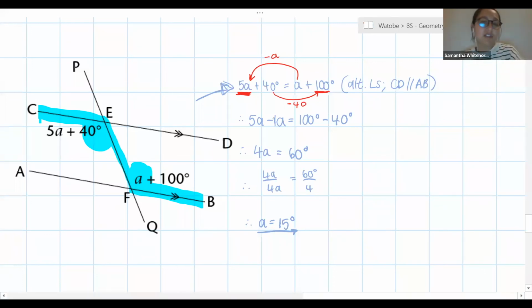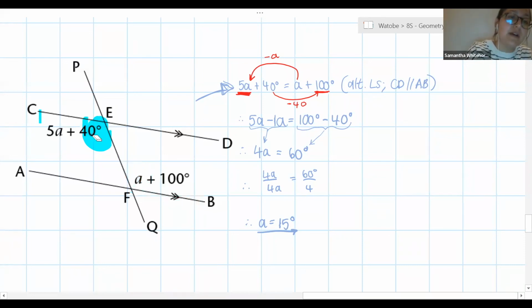Okay, so guys, just to finish off the thought, 5A and A are like terms. If you subtract them, you get 4A. Same thing here, 40 and 100 are like terms. If you subtract them, you get 60. And then you just go and solve for A by dividing both sides by 4. They have to be equal because of my Z shape, because remember, Z shape is alternate angles, and alternate angles are equal to each other.